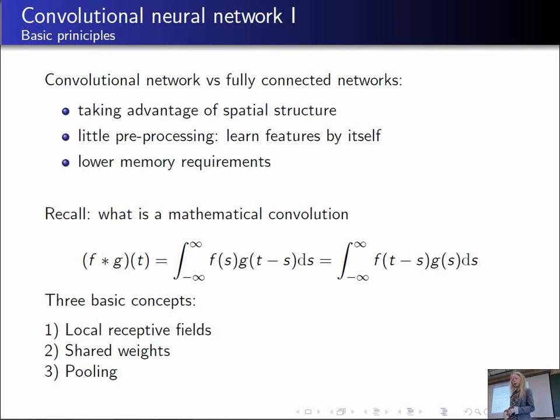So it's like you have one dimension, then one function that doesn't move, and then you move the other, and you make the product, and you sum all the products. But I think you know about it, it's just a presentation there. You have three basic concepts in that kind of model: local receptive fields, shared weights, and pooling.